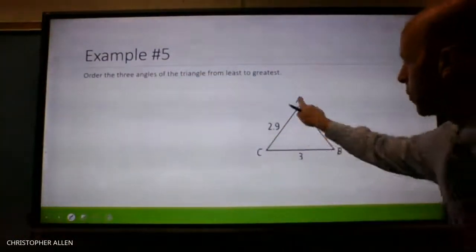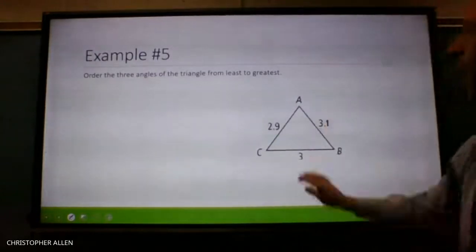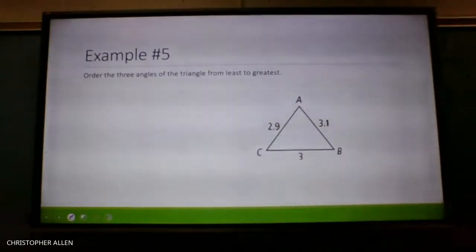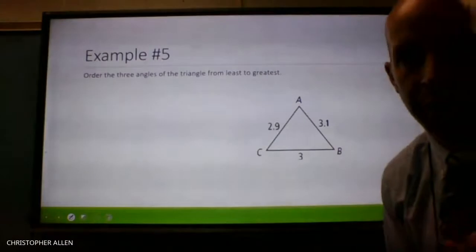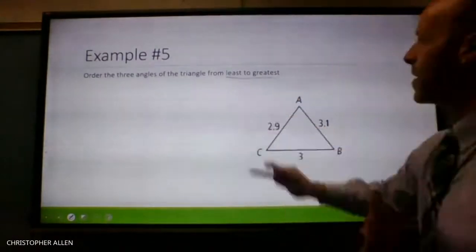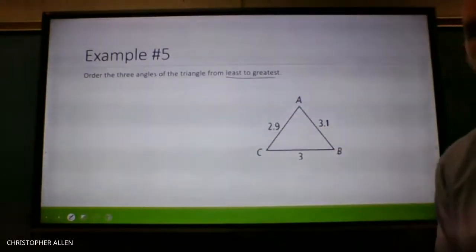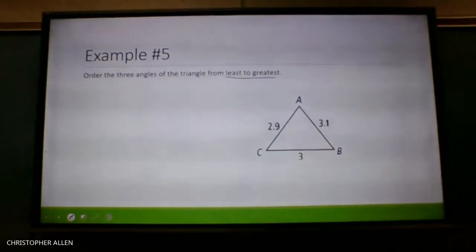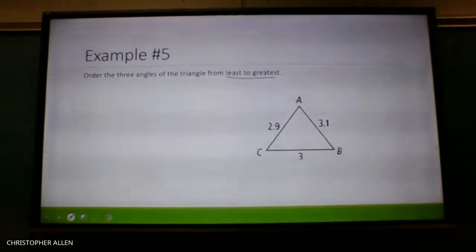So here's our triangle ABC. I want you to tell me the angles. In fact, just do it on your own. You don't have to type anything in. I want you to give me the angles in order from least to greatest. Smallest angle first, then the middle angle, and then the third angle. Least to greatest.